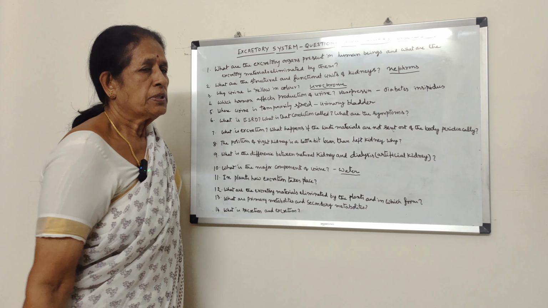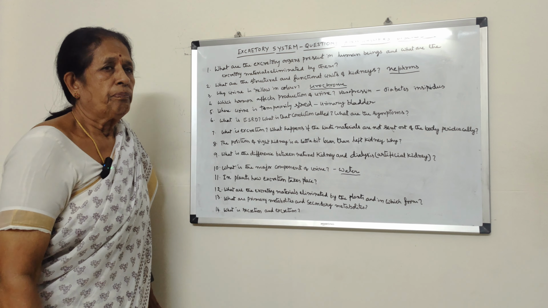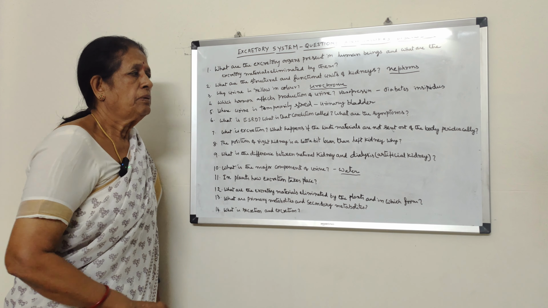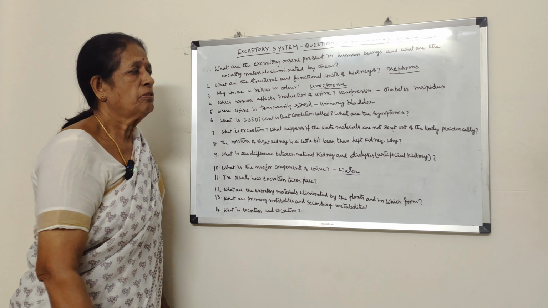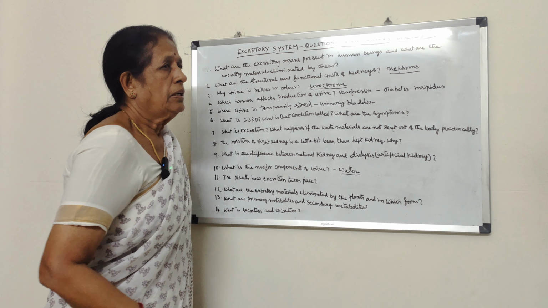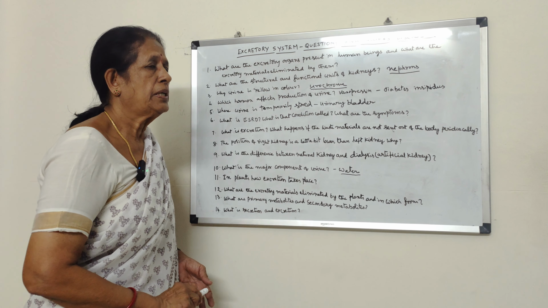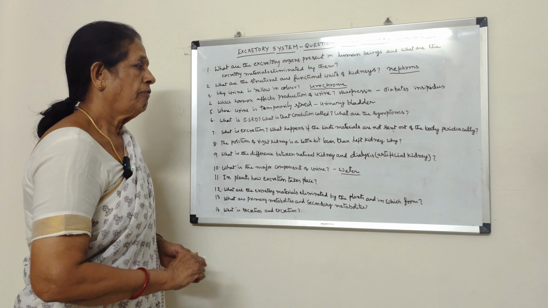And what are the symptoms? So when the kidney fails to function, the waste materials accumulate in the body and the person becomes weak, and the water will get accumulated in the limbs. So limbs will have a swollen look and the person becomes weak.